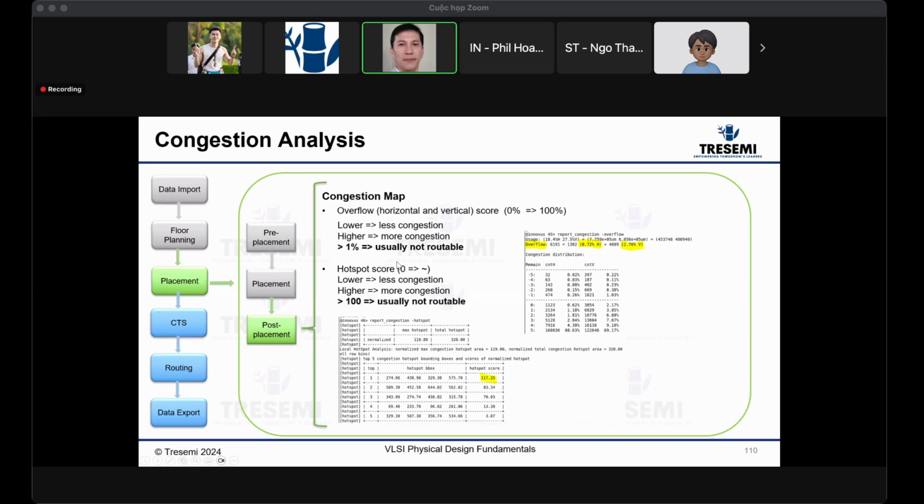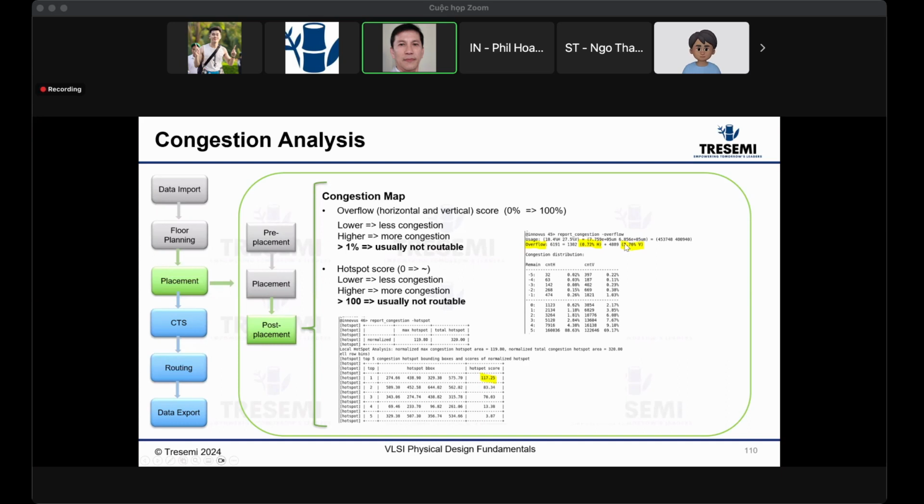Okay. In terms of hotspot score, hotspot basically highlights a certain region that has a local hotspot, meaning the congestion score. It's just another way of showing this. Okay, the lower the better, the higher the more congestion. So anything over 100 usually is not routable. So these things are pretty much correlated. So here in Innovus, you can do report congestion overflow, and it'll show you overflow, and then it shows you the horizontal congestion versus vertical. So this one says 0.72% horizontal. I mean, it's okay. Vertical congestion is 2.3. It's too high. It's greater than 1. So we've got to go resolve this.